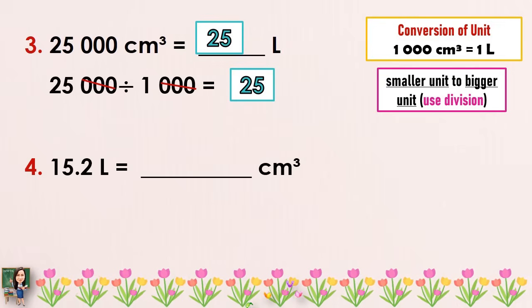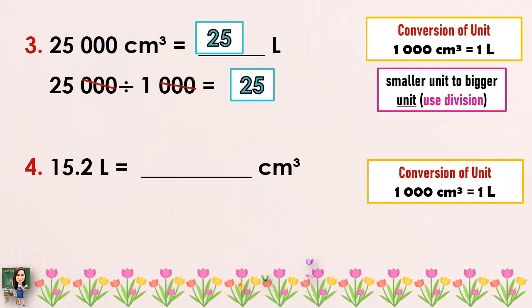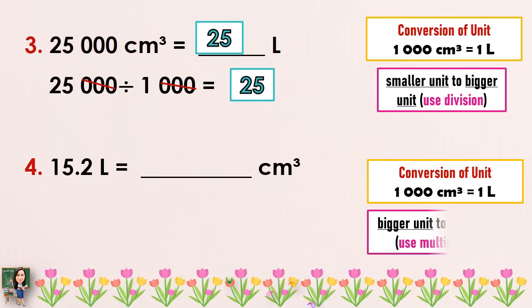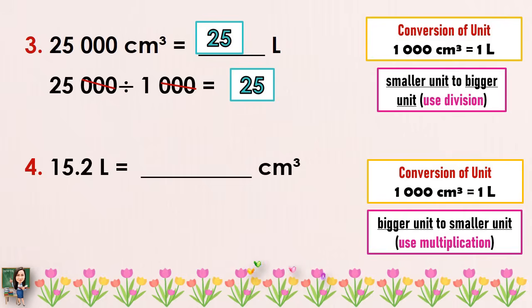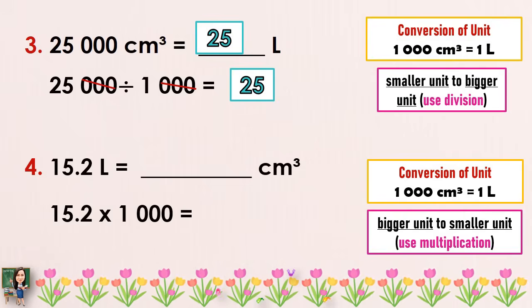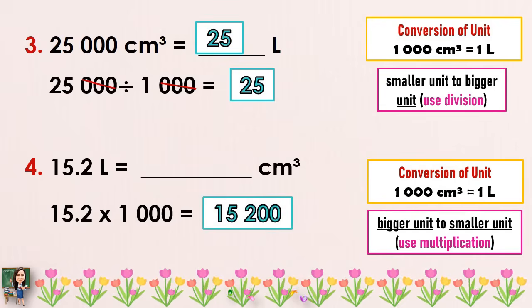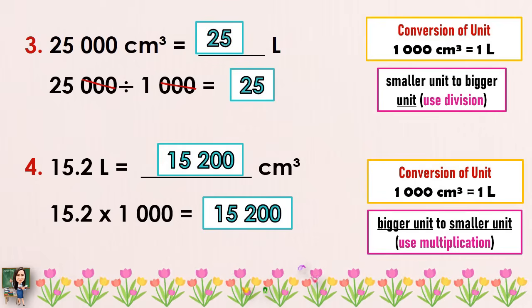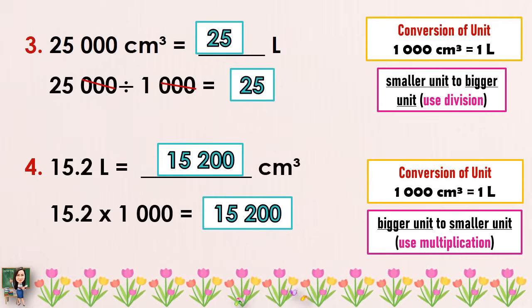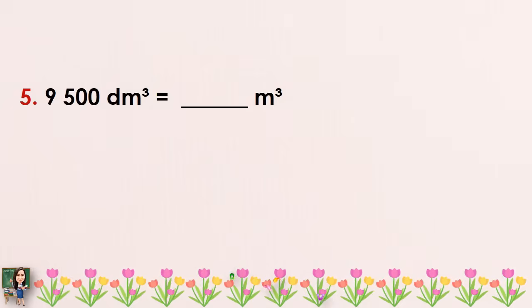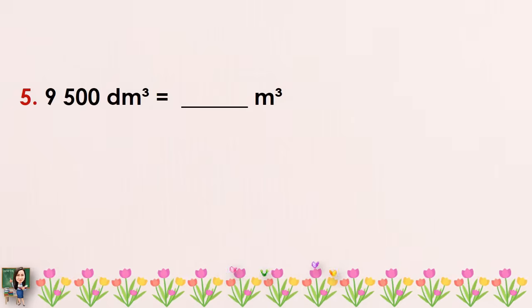Number 4. 15.2 liters is equivalent to how many cubic centimeter? In every 1,000 cubic centimeter, there is 1 liter. To convert bigger unit to smaller unit, use multiplication. 15.2 times 1,000 equals 15,200. So therefore, 15.2 liter is equivalent to 15,200 cubic centimeter.